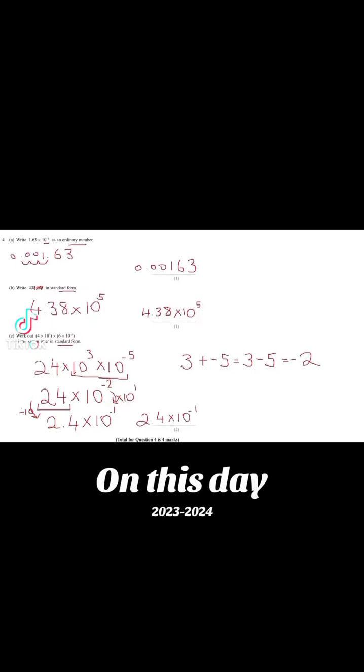So that was a nice, lovely 4-mark question that could appear in your GCSE 9 to 1 maths exam for the November resit or for your May June exam next calendar year. Hopefully that makes sense.